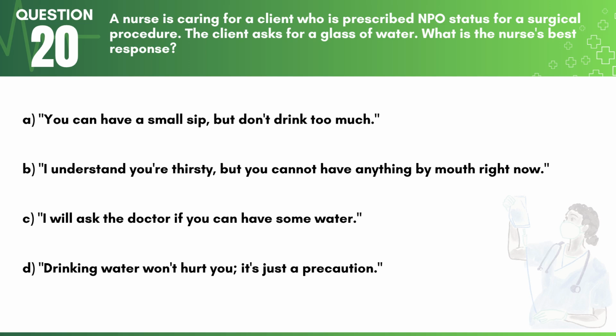Question 20. A nurse is caring for a client who is prescribed NPO status for a surgical procedure. The client asks for a glass of water. What is the nurse's best response? A. You can have a small sip, but don't drink too much. B. I understand you're thirsty, but you cannot have anything by mouth right now. C. I will ask the doctor if you can have some water. D. Drinking water won't hurt you, it's just a precaution.